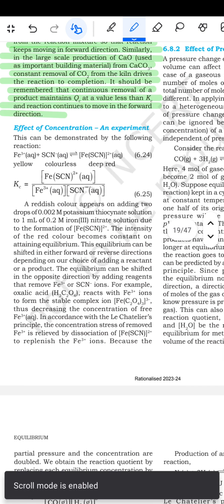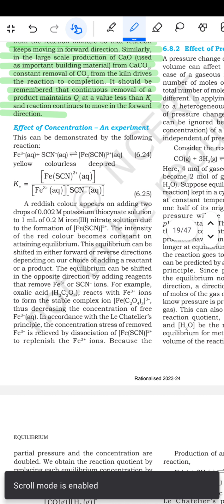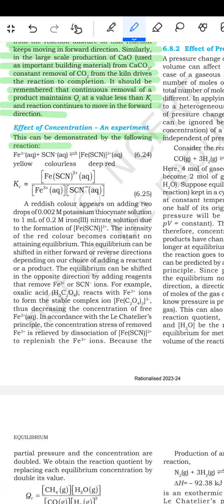अब बात करते हैं इफेक्ट ऑफ द कॉन्सेंट्रेशन एंड एक्सपेरिमेंट. तो कहता है कि this can be demonstrated by the following reaction: Fe3+ plus SCN- (colorless) gives FeSCN2+ which is deep red. Reddish color appears on adding 2 drops of 0.002 M potassium thiocyanate solution to 1 ml of 0.2 M iron(III) nitrate solution due to the formation of FeSCN2+.